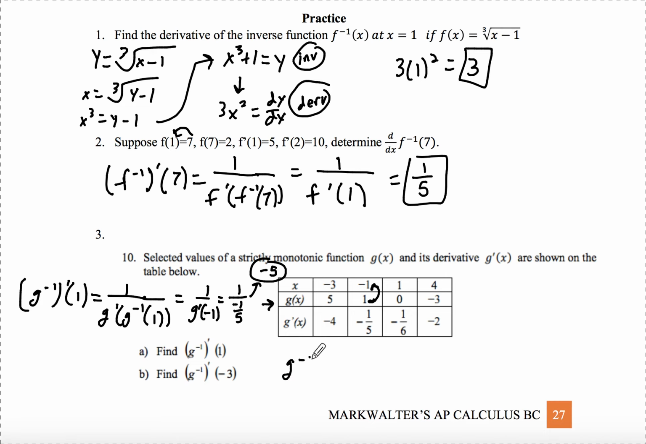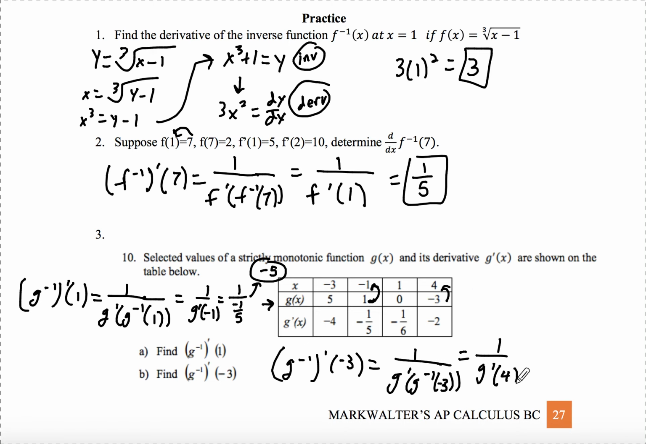What about g inverse prime of negative 3? Similarly, we could do 1 over g prime of g inverse of negative 3. So g inverse of negative 3, that's like a y value on g. Where does g have a y value of negative 3? g inverse of negative 3 will be 4. So this is g prime of 4. g prime of 4 gives us negative 2. So this is 1 over negative 2, or negative 1/2. And there we go. Not too bad.